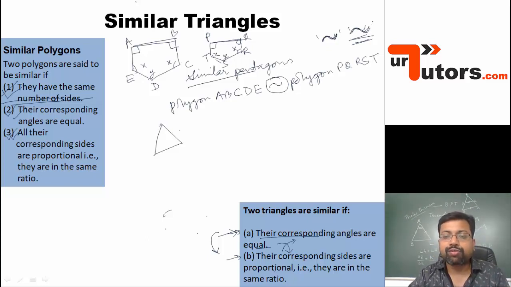But remember that in case of triangles, if you prove one of the two conditions, the other is going to be implied within it. So you just need to prove one of the conditions, either of the two, and the other is going to be true by itself. You don't need to prove both of them separately.